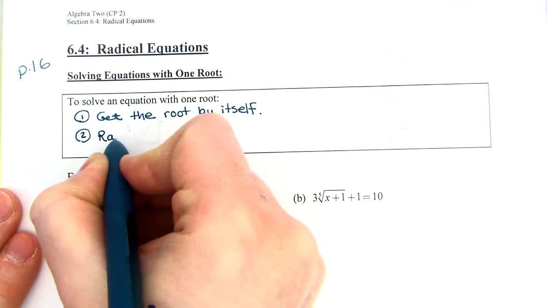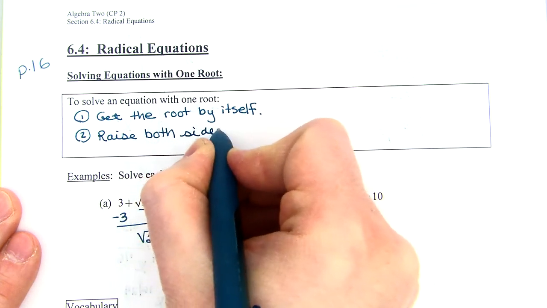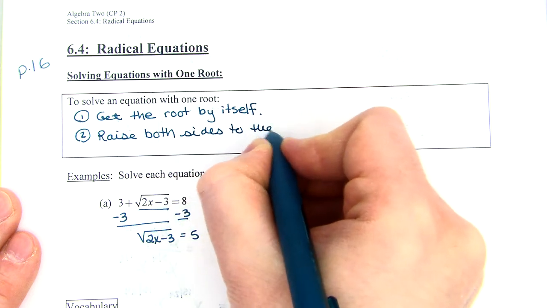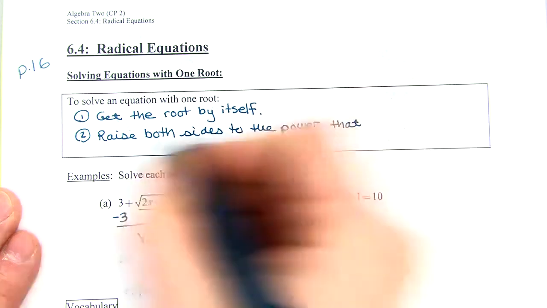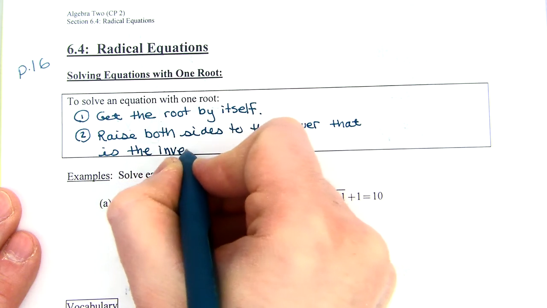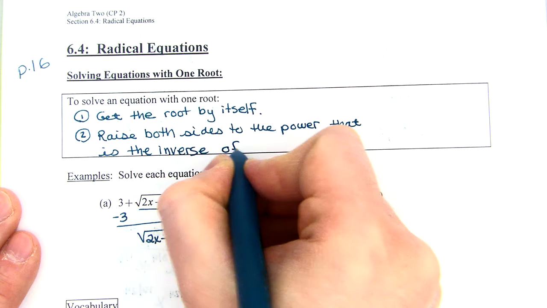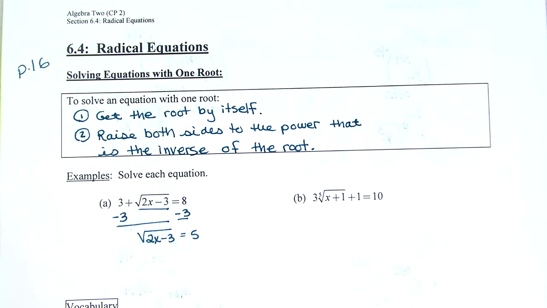Step number 2 is going to be raise both sides to the power that is the inverse, the opposite, of the root. Get the root by itself, and then we'll undo our root by raising both sides to the inverse power. And I'm not going to give you the third step, but the third step is just finish what you're left with. It's going to be an easy little equation you can handle.